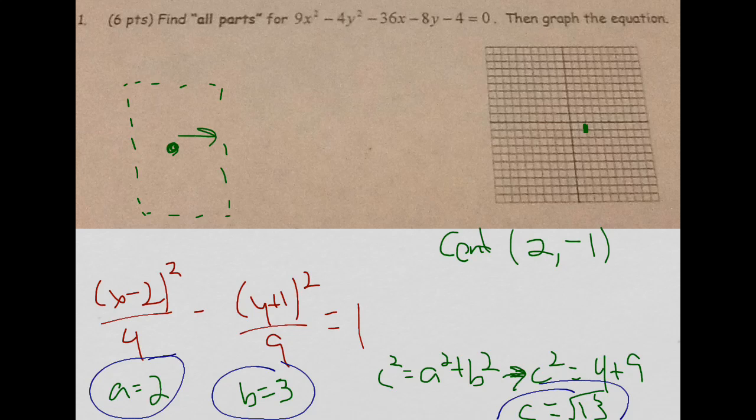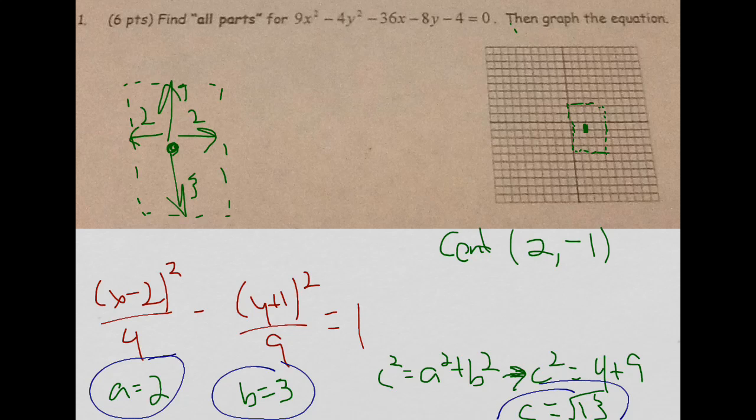I'm going to go left and right. If this is my center, that's my 2, negative 1. I'm going to go left and right this value because that's the one paired with the x. So I'll go left 2 and right 2. And then I'll go up and down my b value, so up and down 3. I'm going to construct my box. There's my best attempt at that box on the iPad.